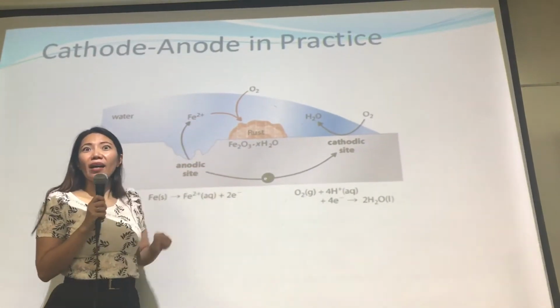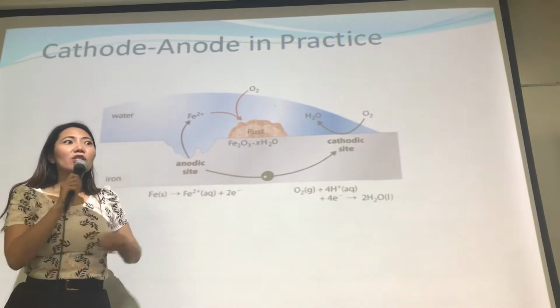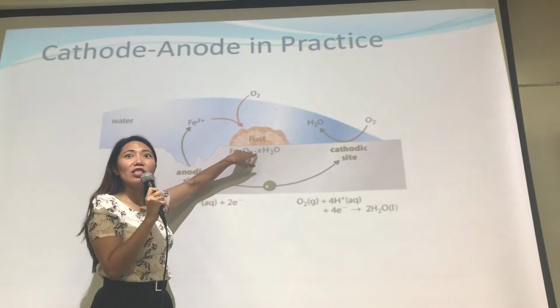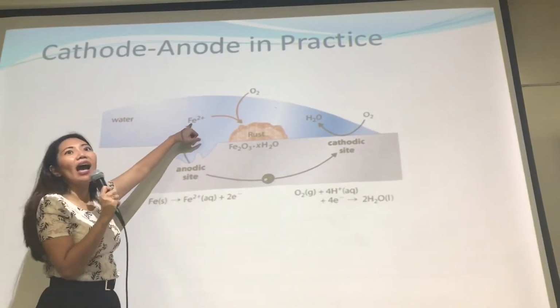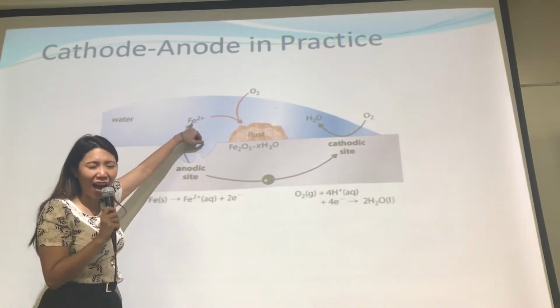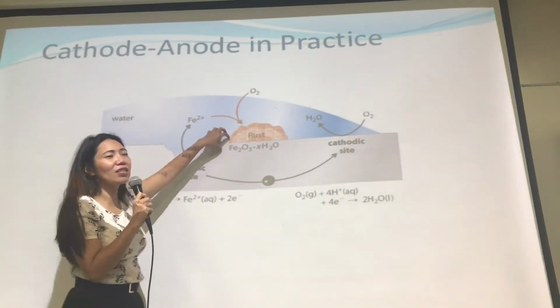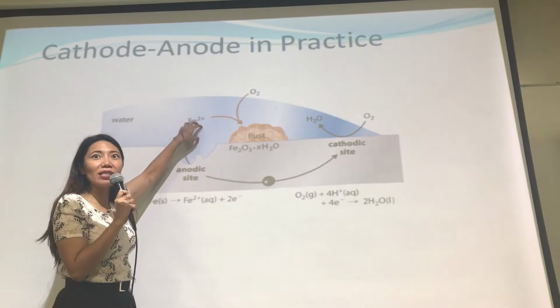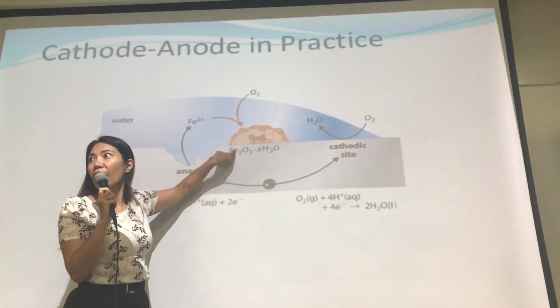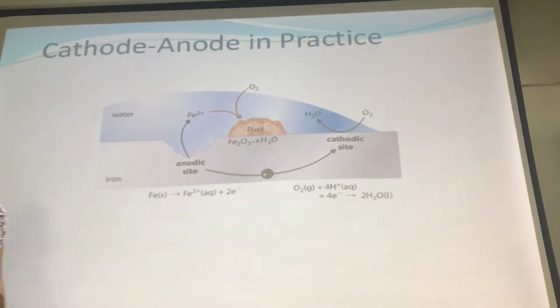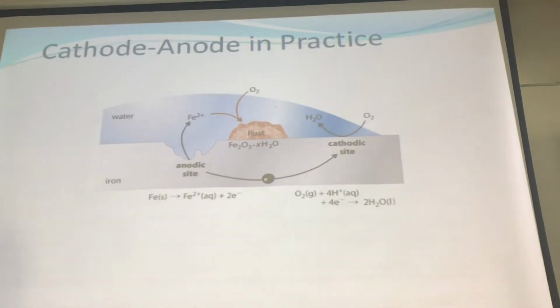So he asked me why rust is close to the surface. So basically, when ion of iron is getting out, normally the concentration of this will be more concentrated when it is close to the surface. So it kind of gets close to the surface, right?